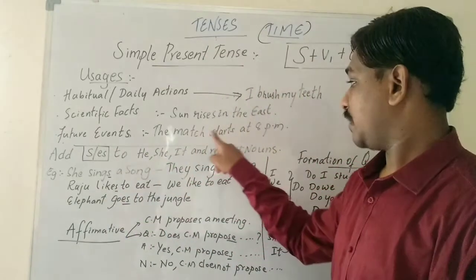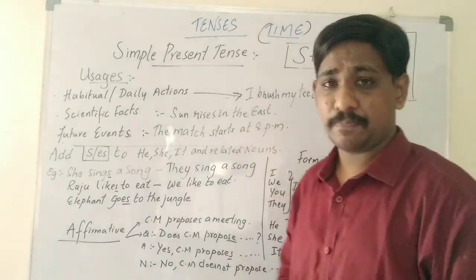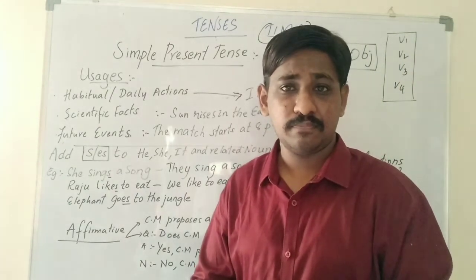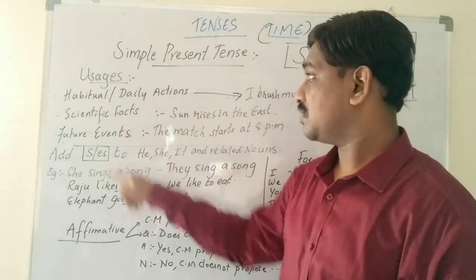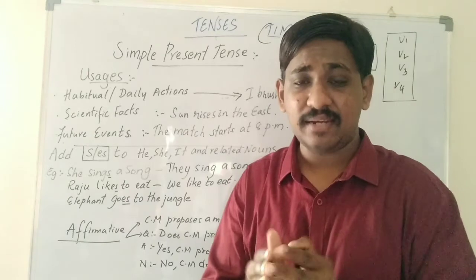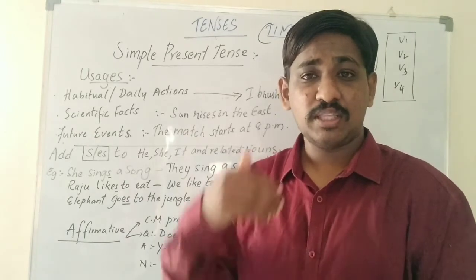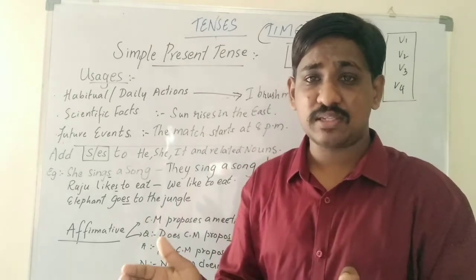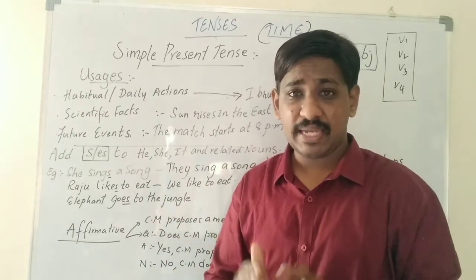For example, the match starts at 8 p.m. The program begins at 6 p.m. Clear? These are the three ways we use simple present tense. So let us see in detail the formation, the way of making questions, the way of making affirmative or positive sentences, and the way of making negative sentences.